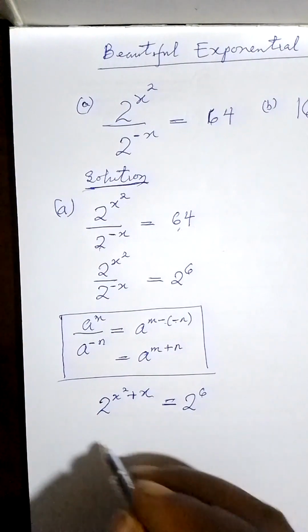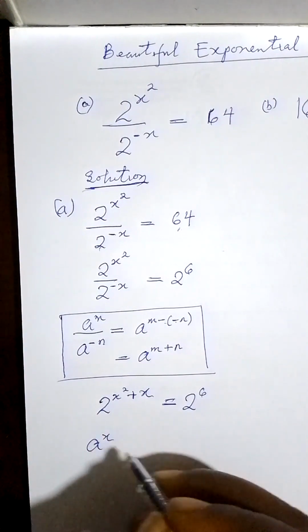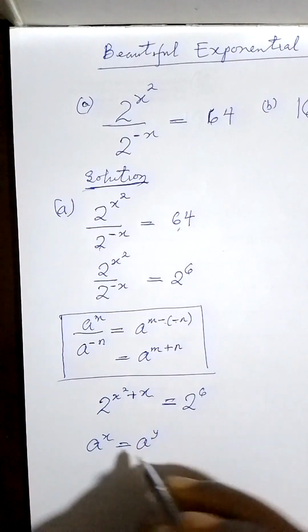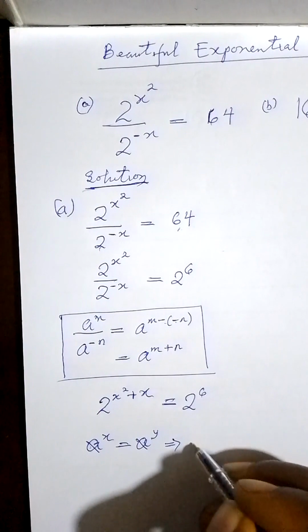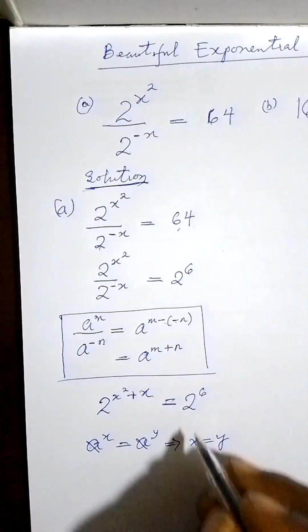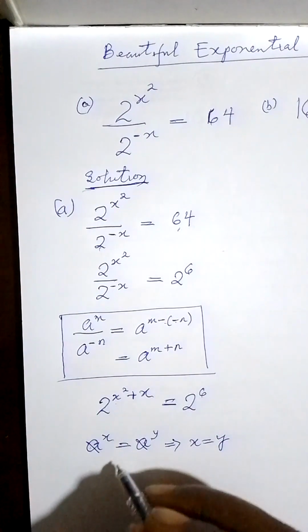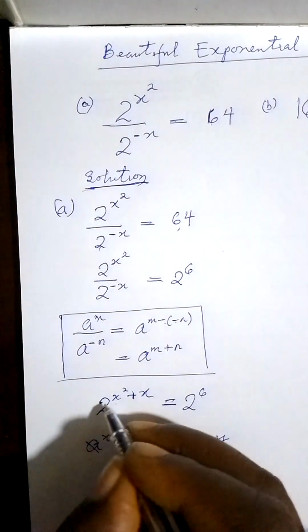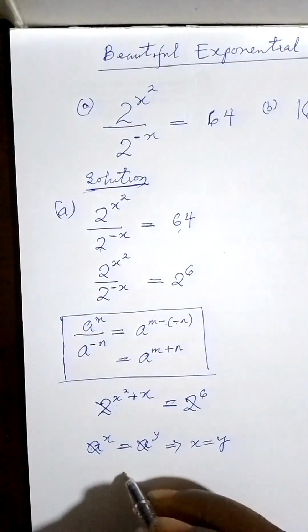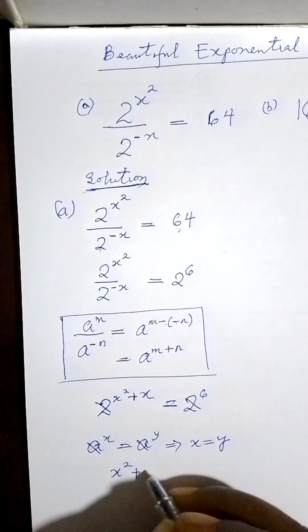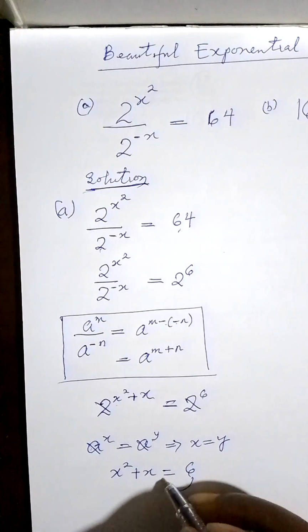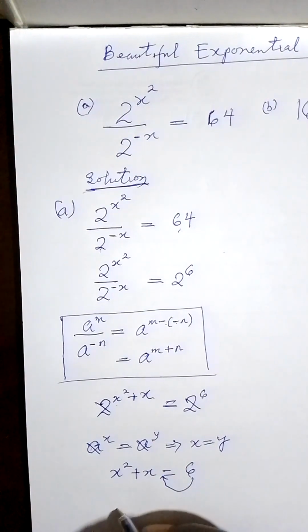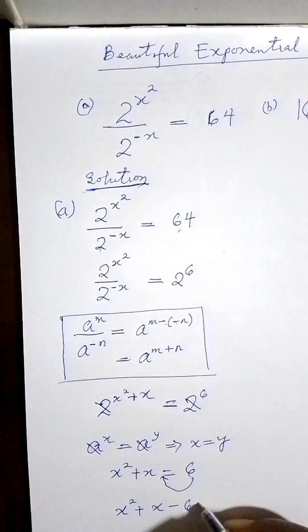And so we also apply this law. If we have a to the power of x equal to a to the power of y, since we have equal bases, then the powers will be equal. So x will be equal to y. In that case, the bases on both sides will cancel out. So we have x squared plus x equal to 6. And so this 6 moves over to the left side. So we have x squared plus x minus 6 equal to 0.